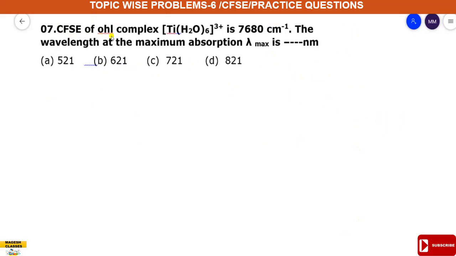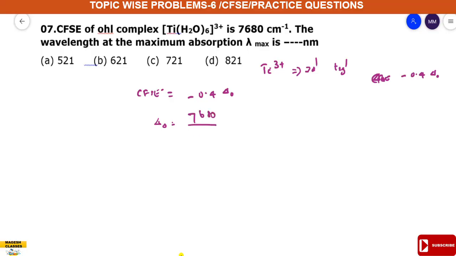Question number 7. The CFSE of octahedral complex hexaaqua titanium 3 plus is 7680 cm inverse. Find the wavelength at maximum absorption, lambda max, in nanometers. The complex's CFSE is given. Titanium is in the 3 plus state, so it is 3d1, t2g1. So CFSE is equal to minus 0.4 delta O. These values are given, so delta O is equal to 7680 divided by 0.4.